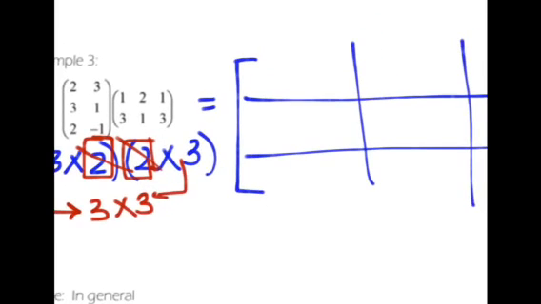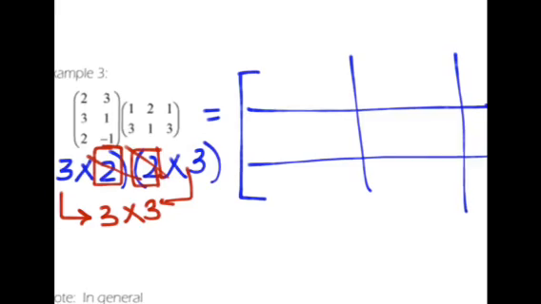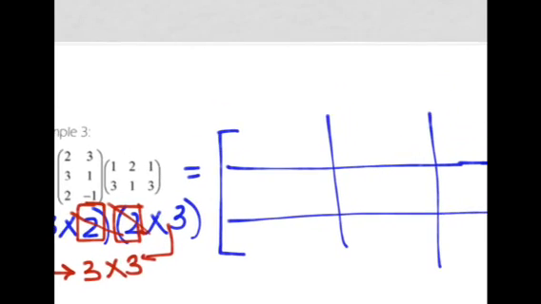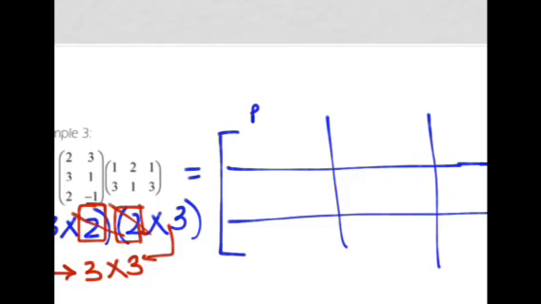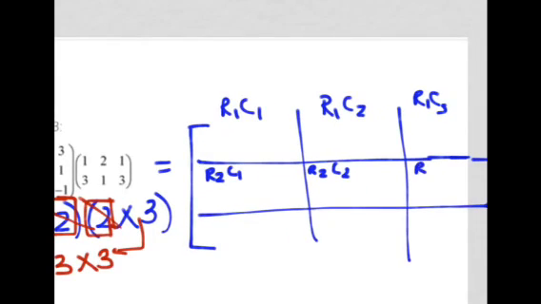Okay, so now, same idea. Row 1, column 1. Row 1, column 2. Row 1, column 3. Row 2, column 1. Row 2, column 2. Row 2, column 3. Row 3, column 1. Row 3, column 2. Row 3, column 3.